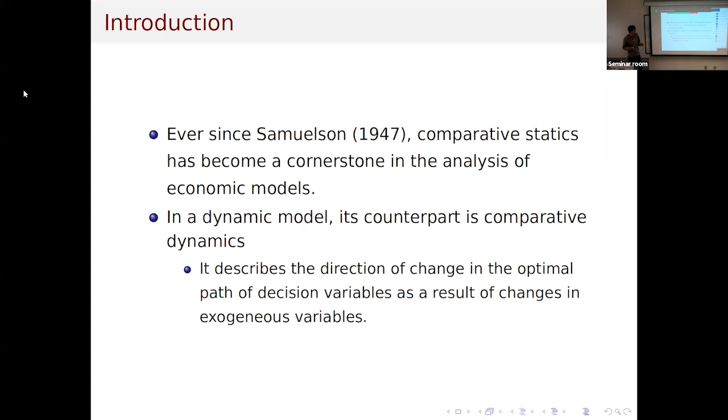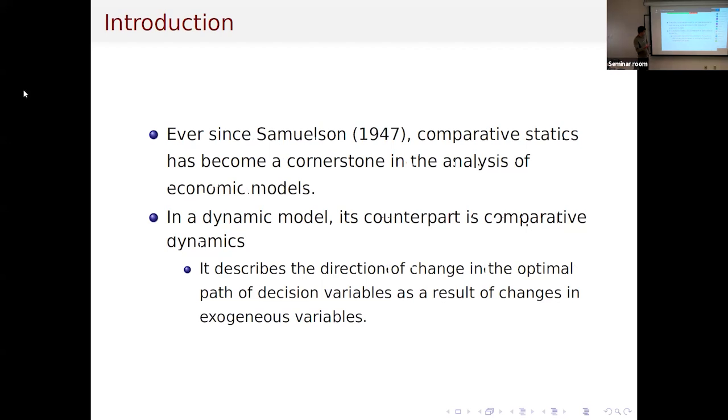Now, first of all, ever since Samuelson in 1947, economists have started to realize that comparative statics has become a cornerstone in the analysis of economic models. I would say at least 90% of applied econ papers, one way or another, are working on this sort of comparative statics, maybe also some papers in the management sense as well. So it's always important to develop some approach to get comparative statics results.